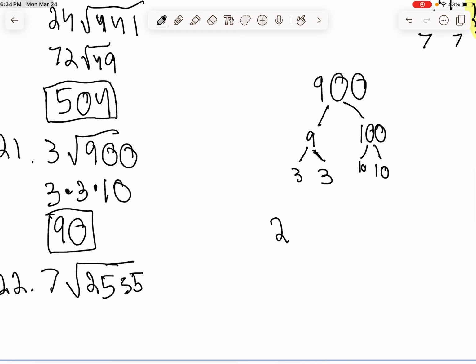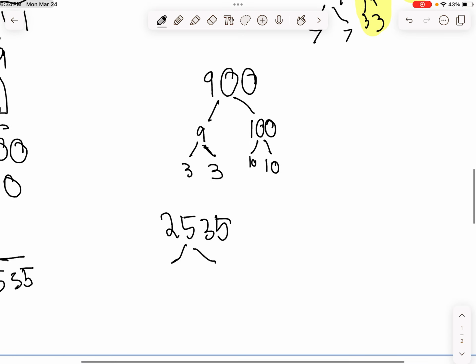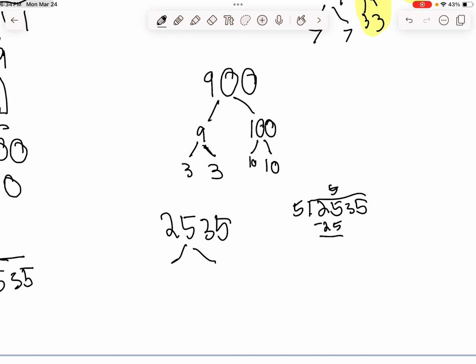Okay, 2,535. Okay, could definitely break this into... Pretty sure this can be divisible by 5. Let's just try that first. 2,535 divided by 5. Goes into 2 0 times, goes into 25 5 times exactly. And 35, 7 times. You get 507 times 5.